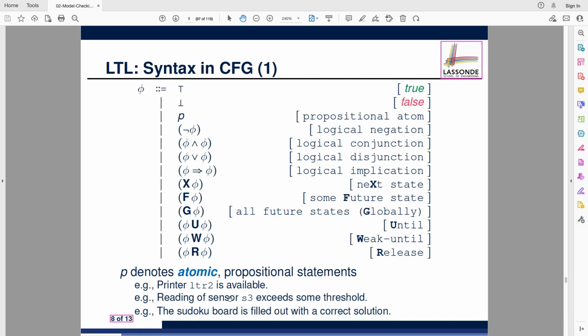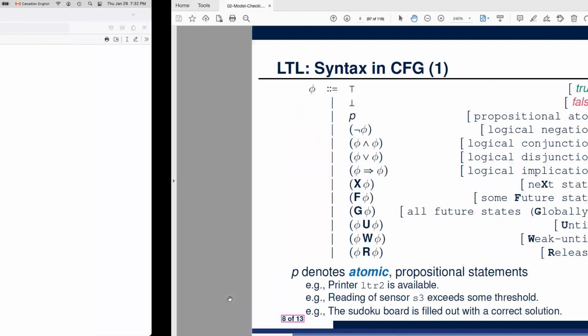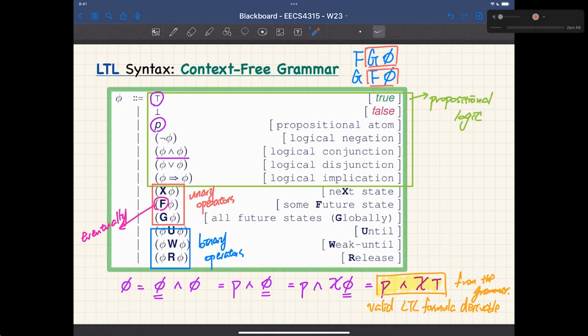Yes? Propositional atoms are also a base case, right? Yes, they are base cases for sure. If you go back here, very good. You can think about it, we have only three base cases.